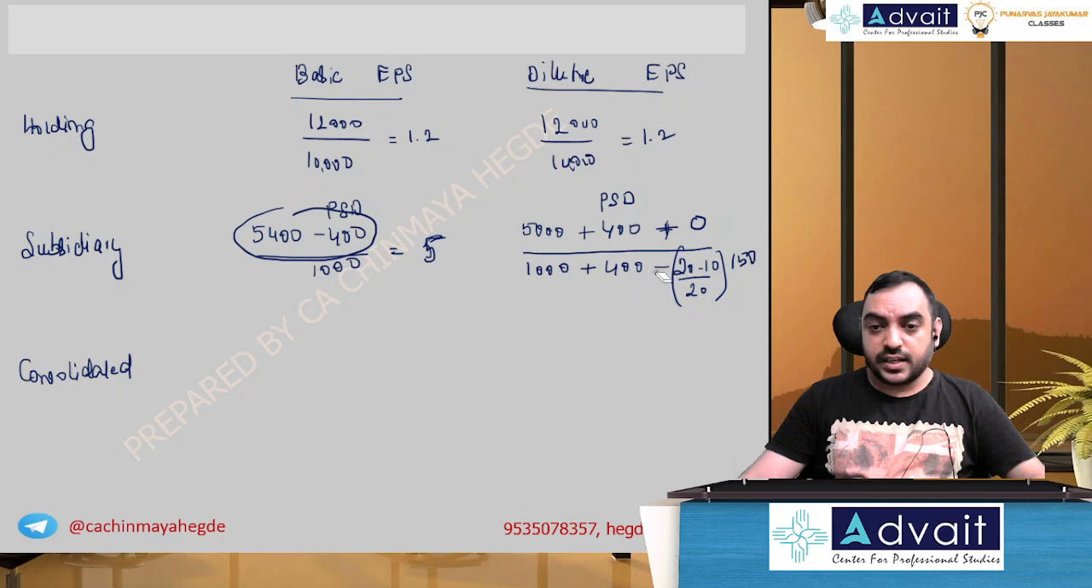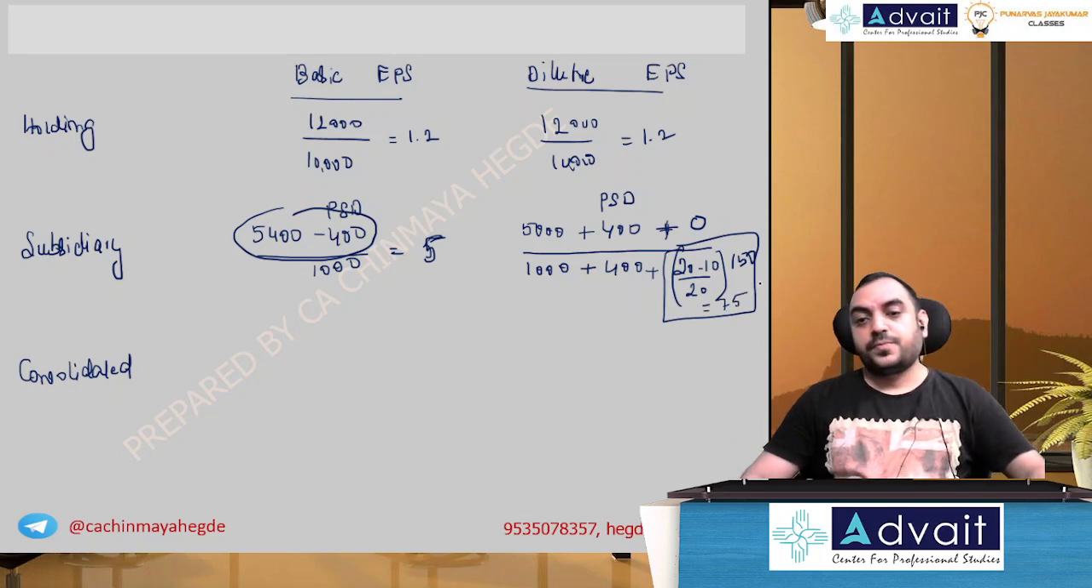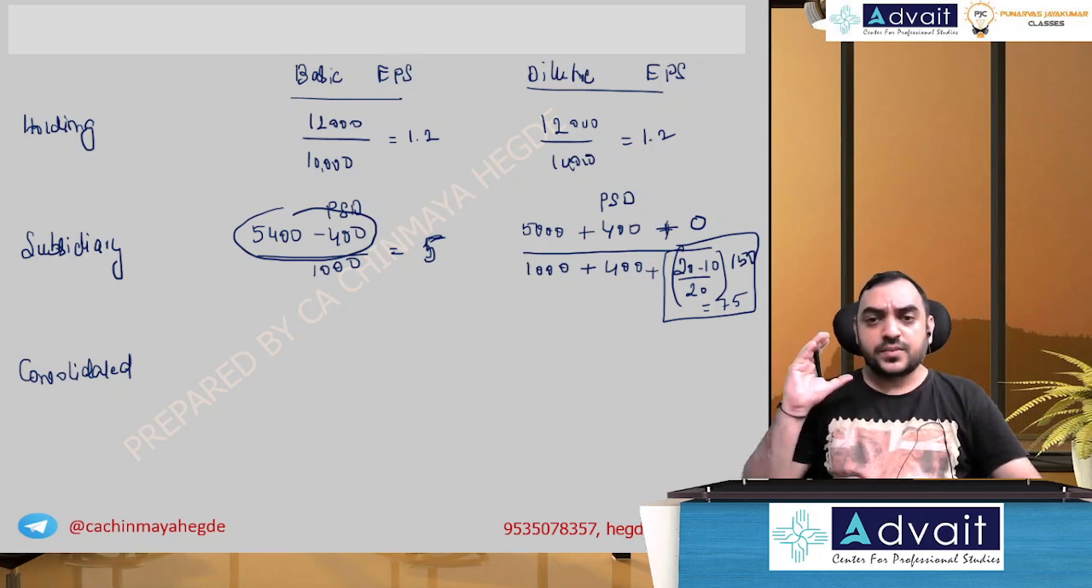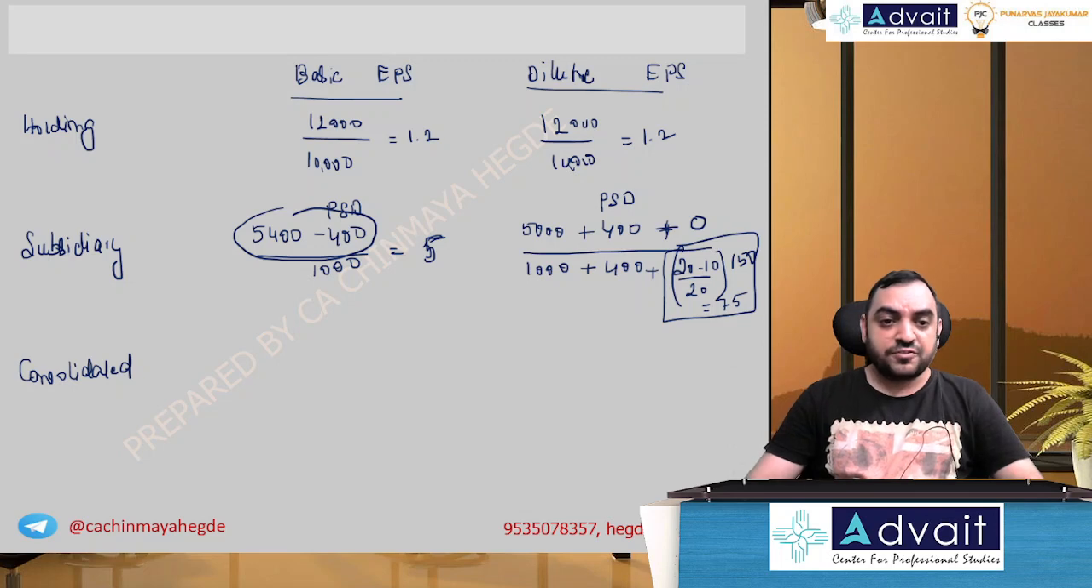If I consider this entire one, I'll get 75 shares. 10 rupee concession out of 20 rupees into 150, that's basically 75 shares. So numerator 5,400, denominator 1,475. So 3.66. So this is the dilutive EPS.